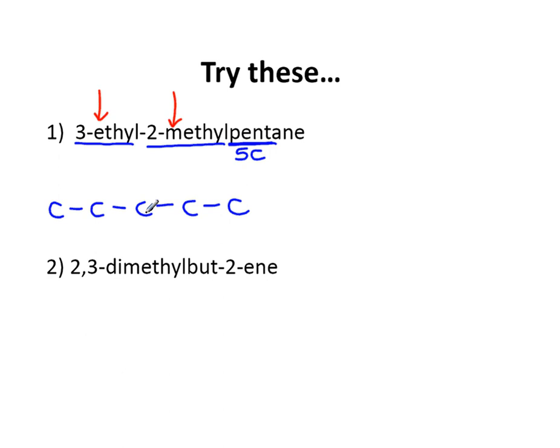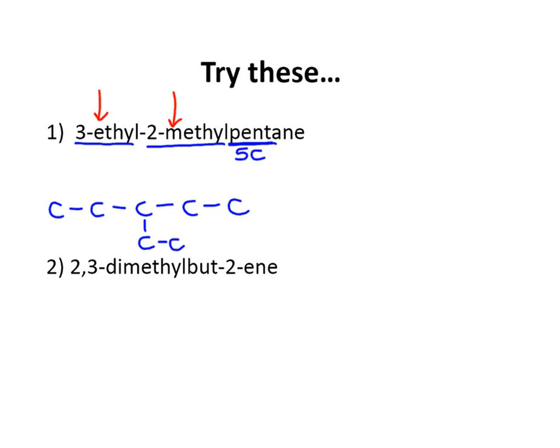1, 2, 3, 4, 5. Those are my 5 carbons. So I'm going to start putting in my branches. On carbon 3, I have an ethyl. So that means a 2 carbon branch. Since I ran out of room, I'm just going to put it off to the side here.